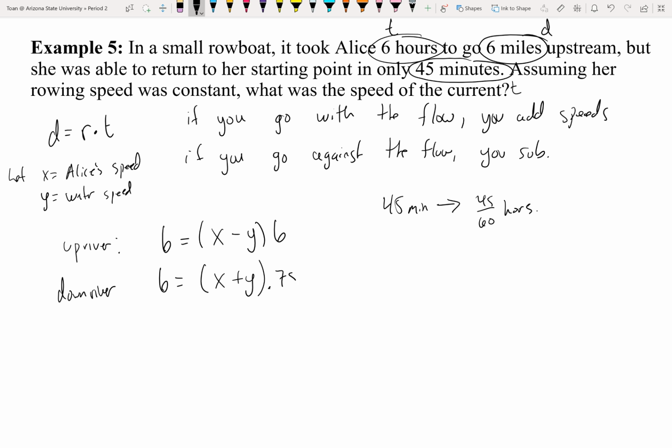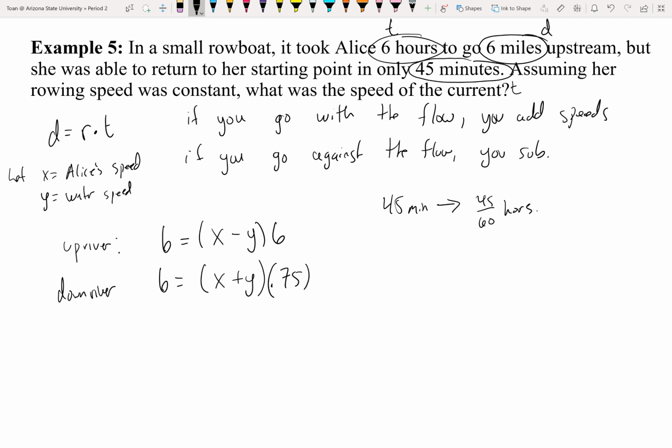Wait, can't we just turn hours into minutes? Another alternative is you could leave this as 45 and convert the 6 hours into minutes. That's another possibility. That would be 360. Tends to be a big number, but whatever way you use is totally fine. I'm going to keep it in hours because when it comes to speed, we typically like miles per hour.